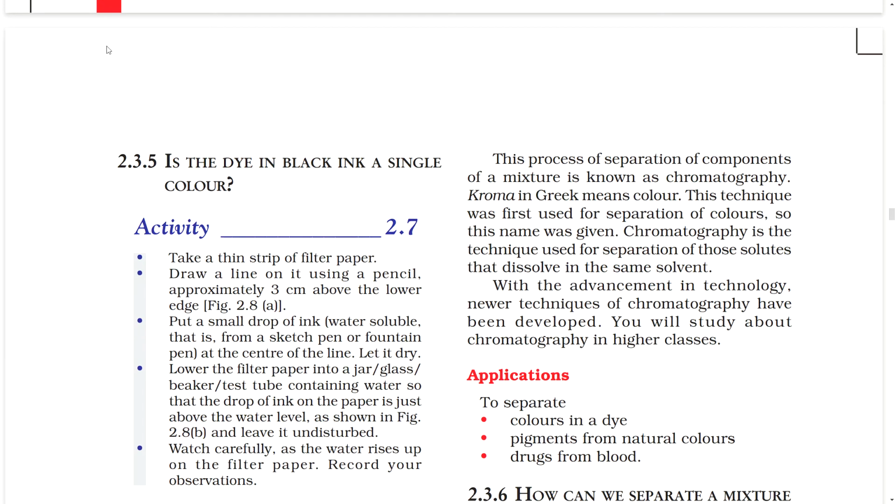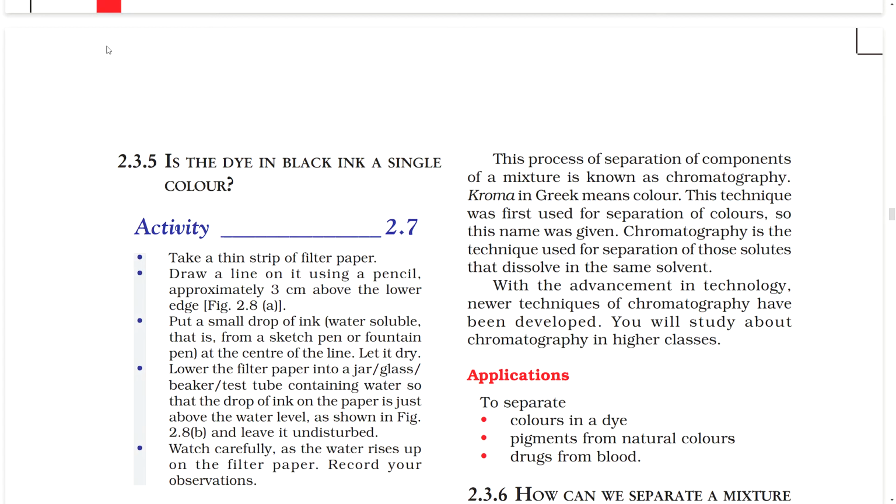2.3.5 Is the dye in black ink a single color? Activity 2.7 Do this. Take a thin strip of filter paper, draw a line on it using a pencil approximately 3 cm above the lower edge. Put a small drop of ink, water soluble, that is from a sketch pen or fountain pen, at the center of the line. Let it dry.